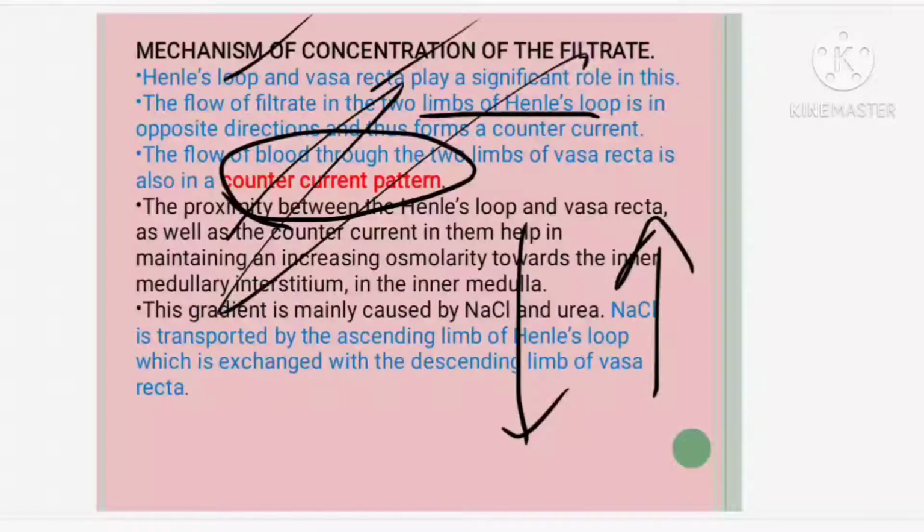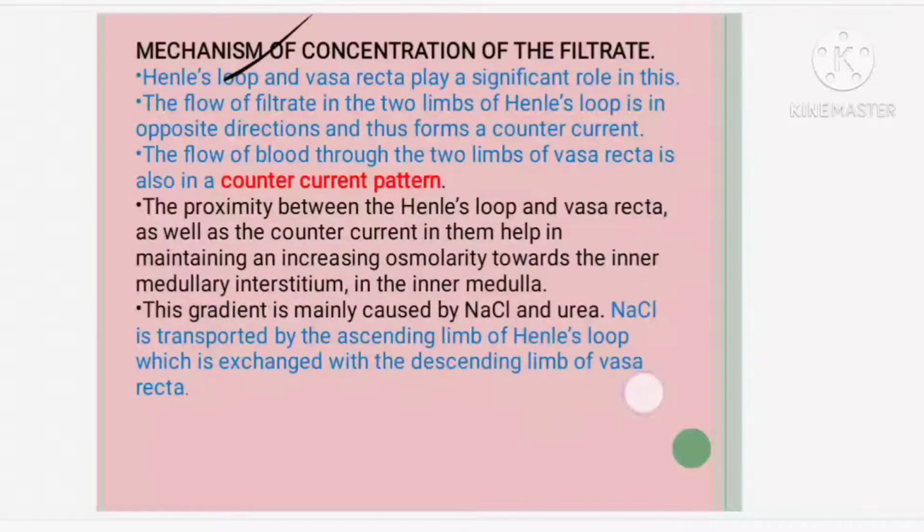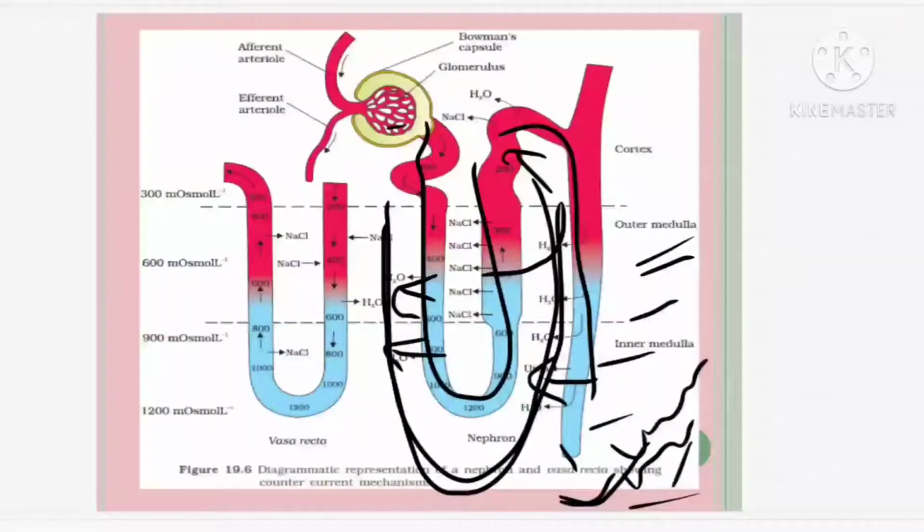The proximity between the Henle's loop and the Vasa recta, proximity means what? They are in close contact, very close to one another. This, as well as the counter current in them, helps in increasing the osmolarity in the inner medulla. Osmolarity here, as you can see, as you go down, is 1000 osmoles, 800 osmoles, 600 osmoles, 400 osmoles. So, when you go down, the osmolarity is increasing because of what? Because of the counter current mechanism.